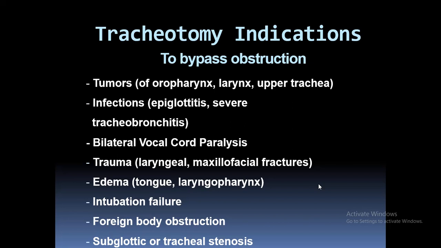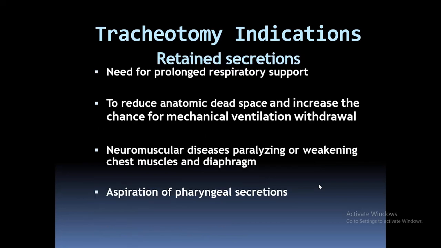in the cases where endotracheal intubation fails, in cases where there is foreign body obstruction at the level of larynx and the upper trachea, and then the subglottic or the tracheal stenosis. Next is retained secretions. If there is need for prolonged respiratory support, then tracheostomy should be done. Another indication is to reduce the anatomic dead space and increase the chances for mechanical ventilation withdrawal.